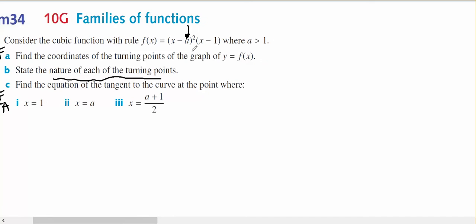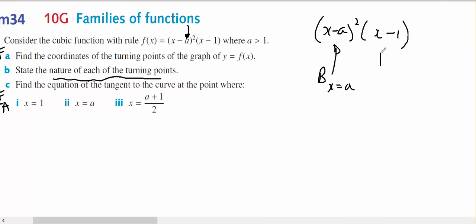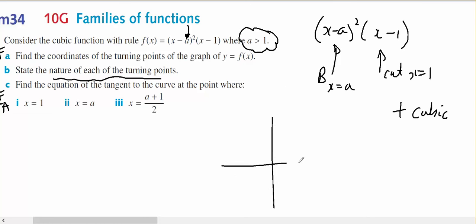Okay, so I've got this cubic. I know that at (x minus a) squared, (x minus 1), that's a tut or a bounce at x equals a, and that's a cut at x equals 1, and it is a positive cubic. And I know that a is bigger than 1, therefore here is my 1, there is my a, and I'm going to come through here and cut there, come back and bounce.